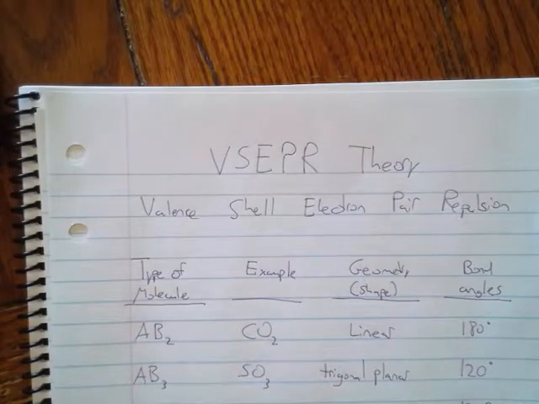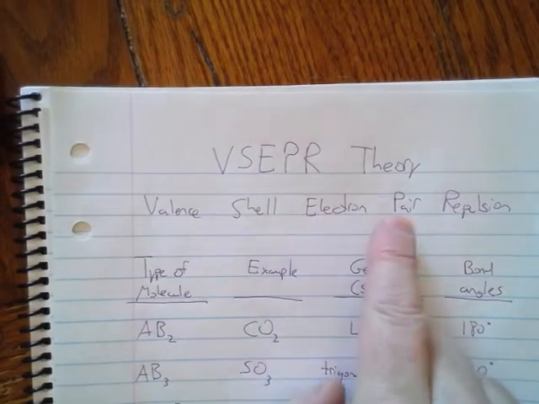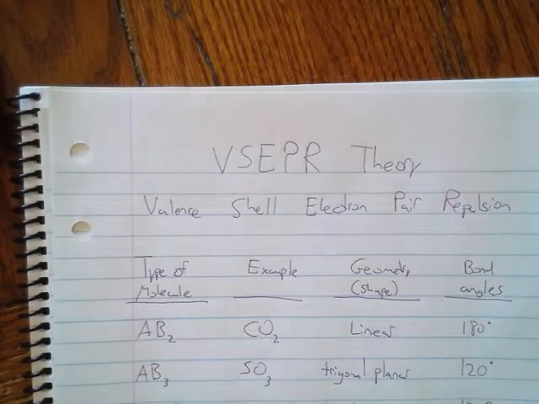Hello class, this is going to be our flipped classroom on VSEPR theory, and VSEPR is a shorthand term for the words valence shell electron pair repulsion. So this video is all about shapes of molecules and how we can predict the shape of a molecule by knowing the bonding. And it works on one very simple theory, and that is that electrons, being negative, don't want to be next to each other.